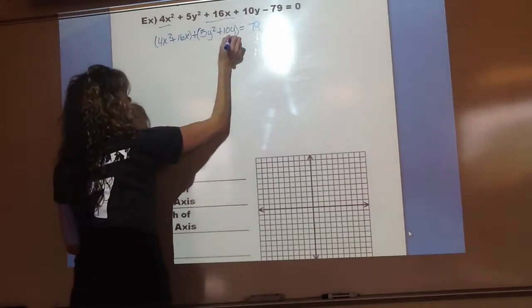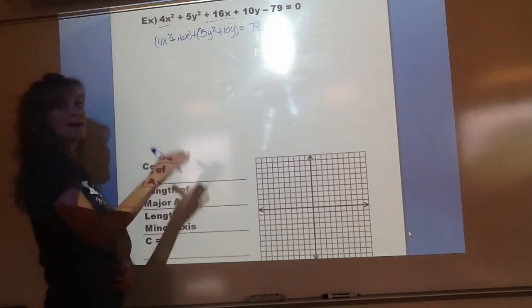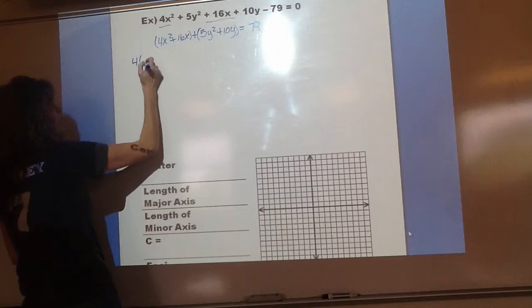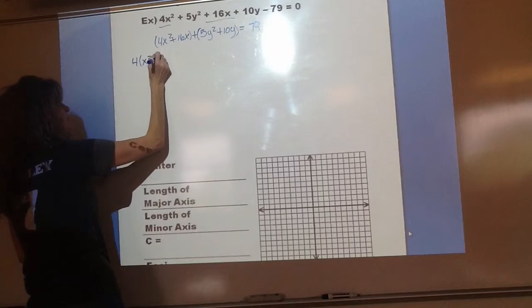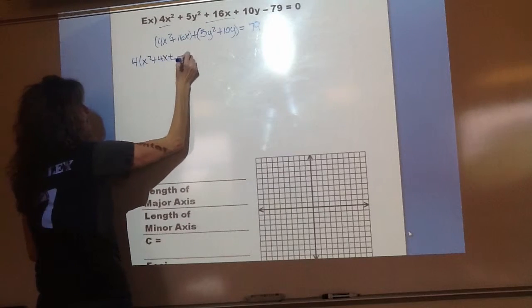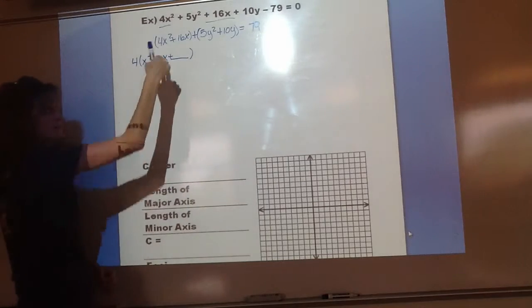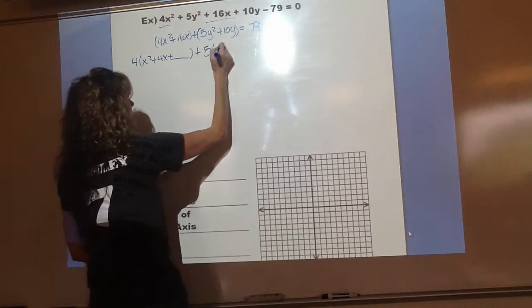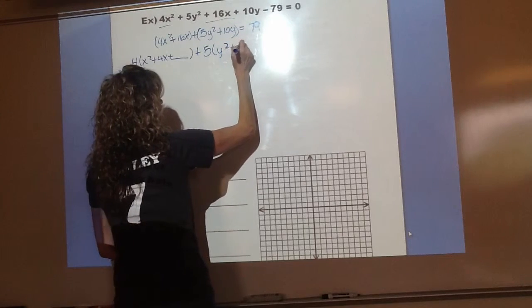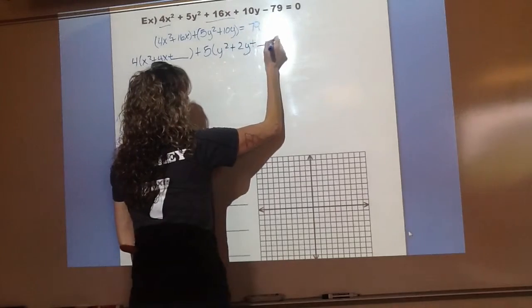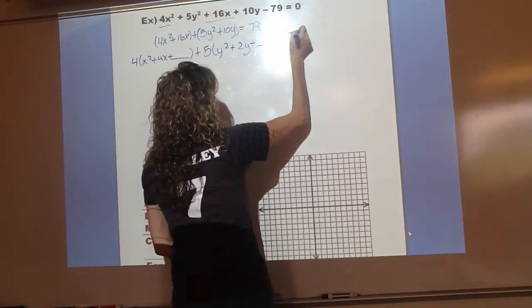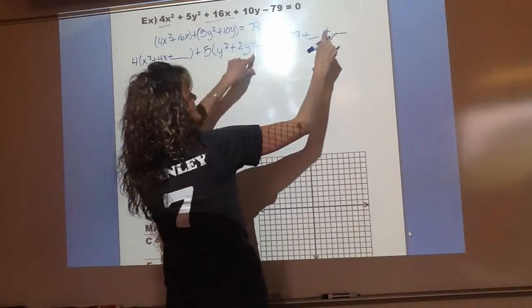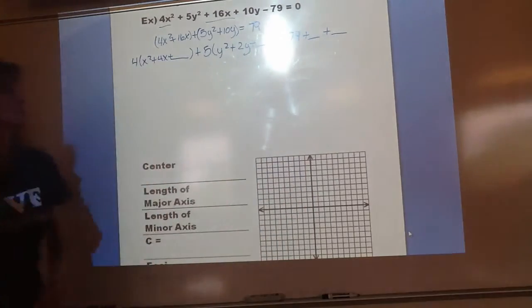Now remember, when you complete the square, the leading coefficient has to be 1. So I'm going to divide out the 4. When I divide out the 4, I get x squared plus 4x plus something. That's how I complete the square. Plus, here I'm dividing out a 5. So when I divide out the 5, I get y squared plus 2y plus something equals 79 plus something from the x and something from the y. Okay, so don't forget to do that.